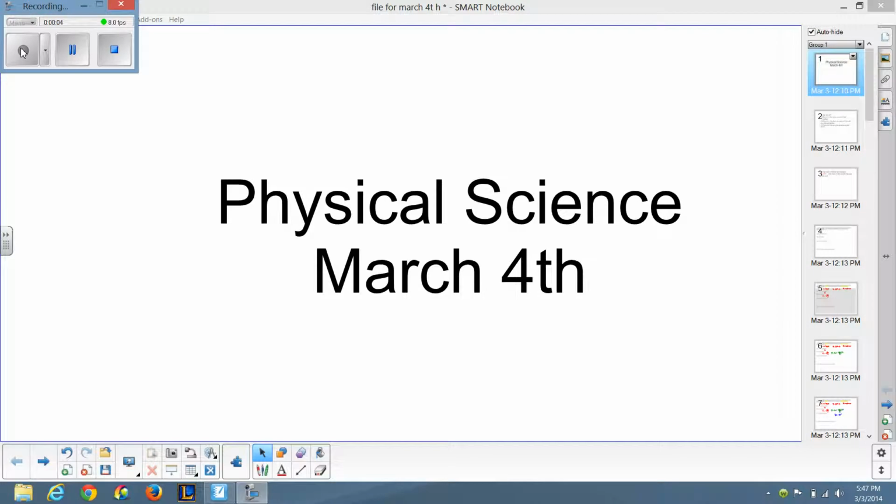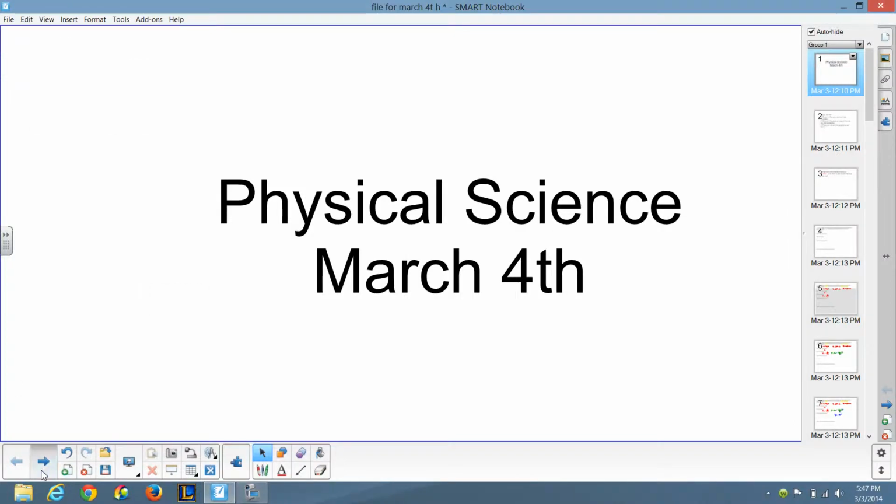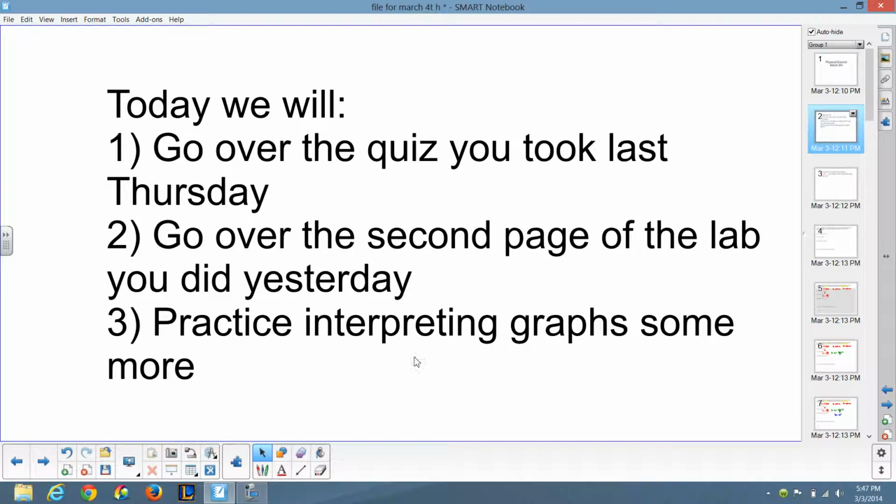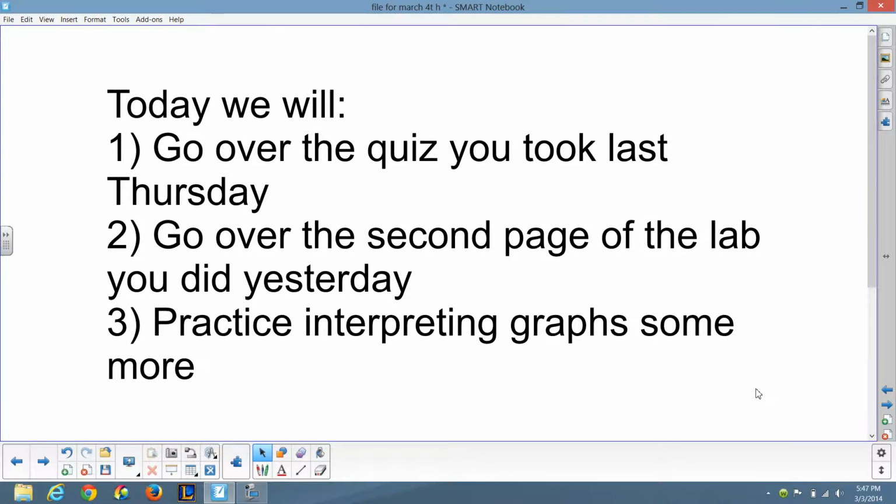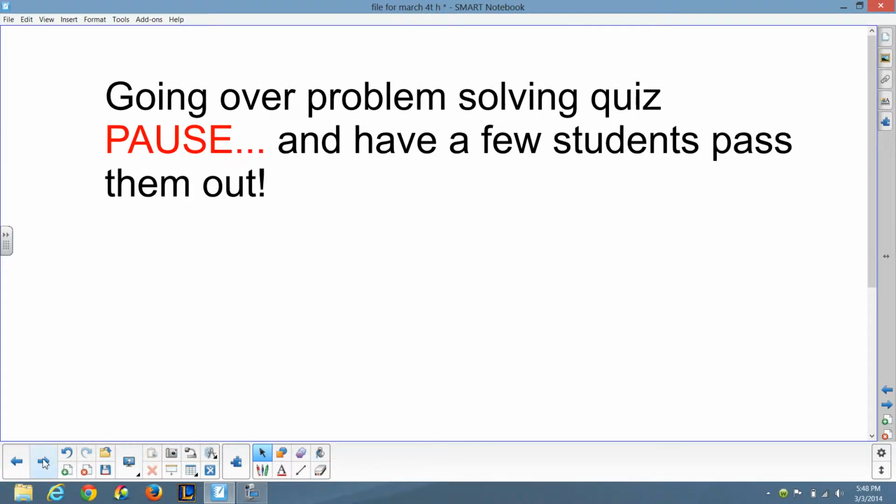It's March 4th, it's Tuesday, and today we're going to go through several papers that you have and get a few new papers. First thing, we'd like to go over the quiz that you took last Thursday. This had the speed and acceleration problems on it. We're going to go over the second page of the lab that you did yesterday, and we're going to practice interpreting graphs some more. Let's start with the quiz.